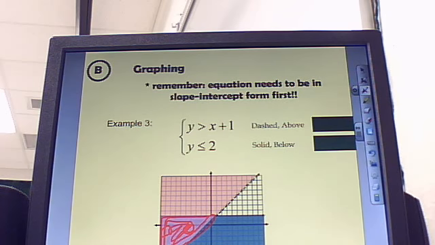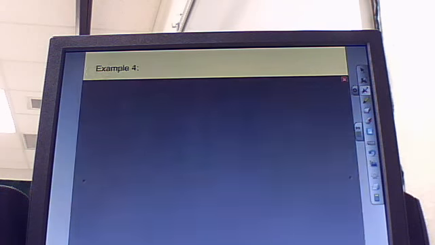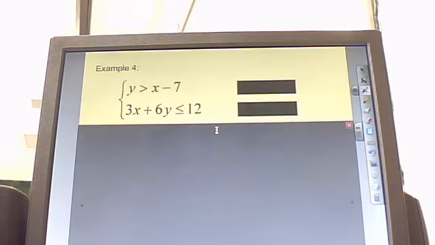Let's look at one more example. Okay, example number 4. Here are my two inequalities: y is greater than x minus 7 and 3x plus 6y is less than or equal to 12. The first one is solved for y. I know my y-intercept is negative 7 and my slope is 1. Because there is no line underneath, I know that this is going to be a dashed line, and the larger part is facing the y, so it will also be shade above.